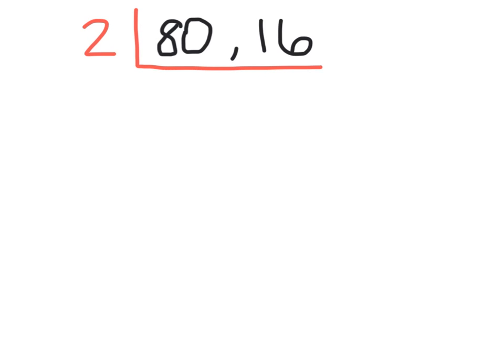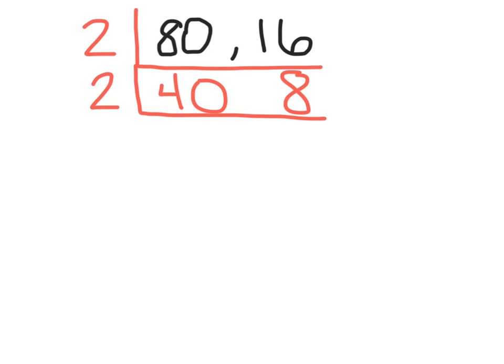80 divided by 2 gives me 40. 16 divided by 2 is 8. So 40 and 8, since they're both even, I know I can divide by 2 again. So build another layer of my cake. Put a 2 on the outside because I'm dividing by 2. 40 divided by 2 is 20.